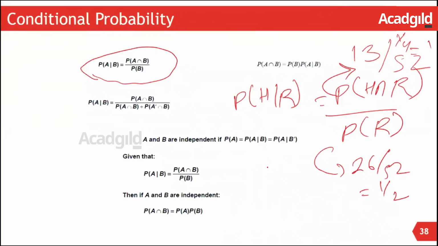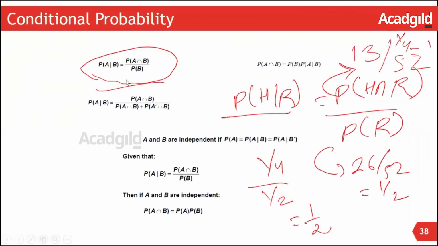So what is the probability it's a heart given red? It is 1 out of 4 divided by half, or equal to half, which is same as what we figured out by a simple analysis, that given that it's a red card, there are 26 of them and 13 of them are heart, so it will be 1 out of 2. So this is that simple formula.